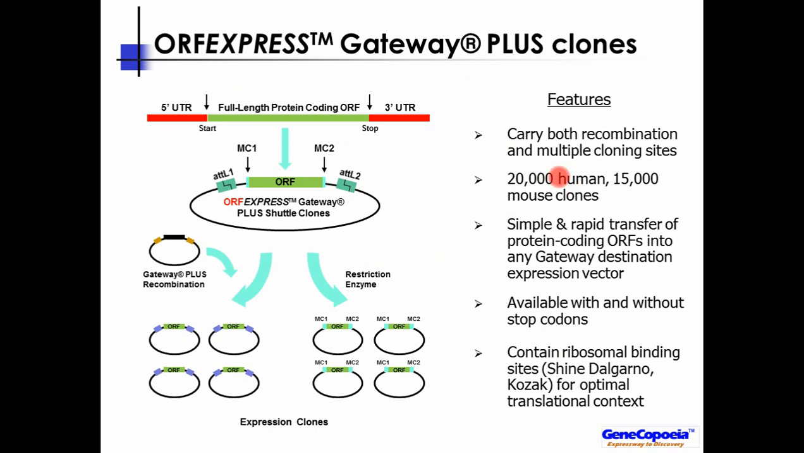We have more than 20,000 human and more than 15,000 mouse clones in the Overexpress Gateway Plus system. And these allow for simple and rapid transfer of protein coding ORFs into any Gateway destination expression vector. They are available with and without stop codons, and they contain ribosome binding sites, either Shine-Dalgarno or Kozak, for optimal translational context.